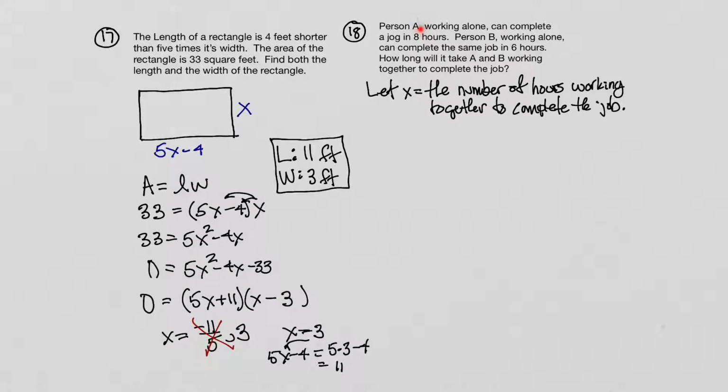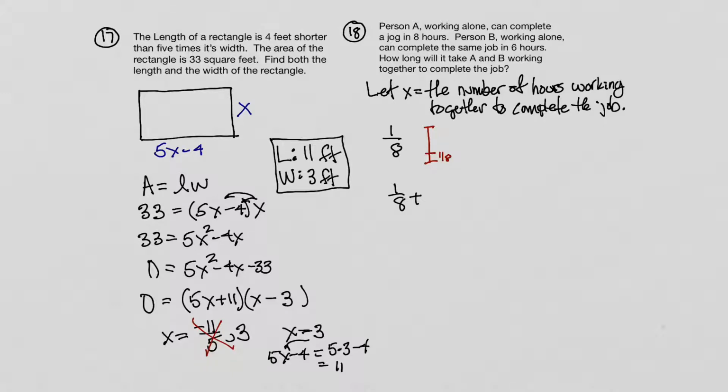Now, this person A can complete the job in 8 hours. So convert to 1 hour. If it takes 8 hours to complete the entire job, then in 1 hour, A can complete 1/8 of the job. Does that make sense? Let's just look at this. Here's the 8 hours. A takes 8 hours to complete the job, but in just 1 hour, A can complete 1/8 of the job. So A's contribution for 1 hour is 1/8.